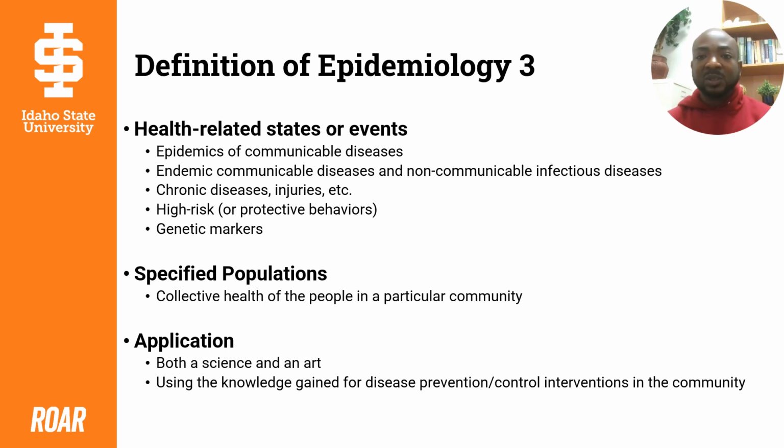Specified populations. Although epidemiologists and direct healthcare providers or clinicians are both concerned with the occurrence and control of disease, they differ greatly in how they view who they call the patient. The clinician is concerned about the health of an individual. On the other hand, the epidemiologist is concerned about the collective health of the people in a community or the entire population. In other words, the clinician's patient is the individual, but the epidemiologist's patient is the community.